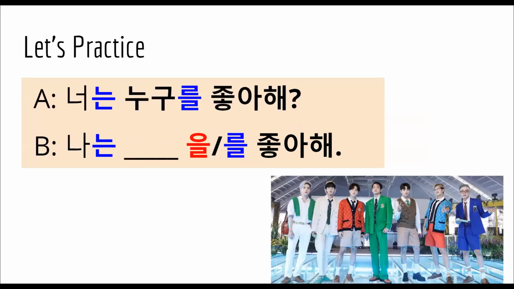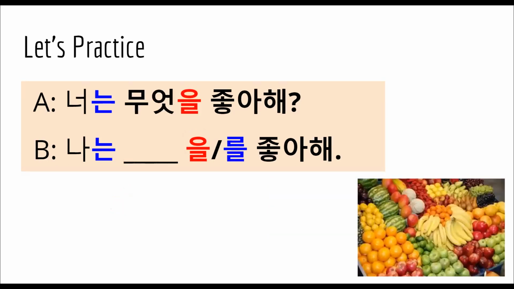Let's practice. 너는 누구를 좋아해? 나는 남준을 좋아해. Here I use RM's Korean name, 남준. The end of his name, 준, ends in a consonant, 느, so I use 을. 너는 무엇을 좋아해? 나는 바나나를 좋아해. Banana means banana, and it ends in a vowel, 아, so we use 를.